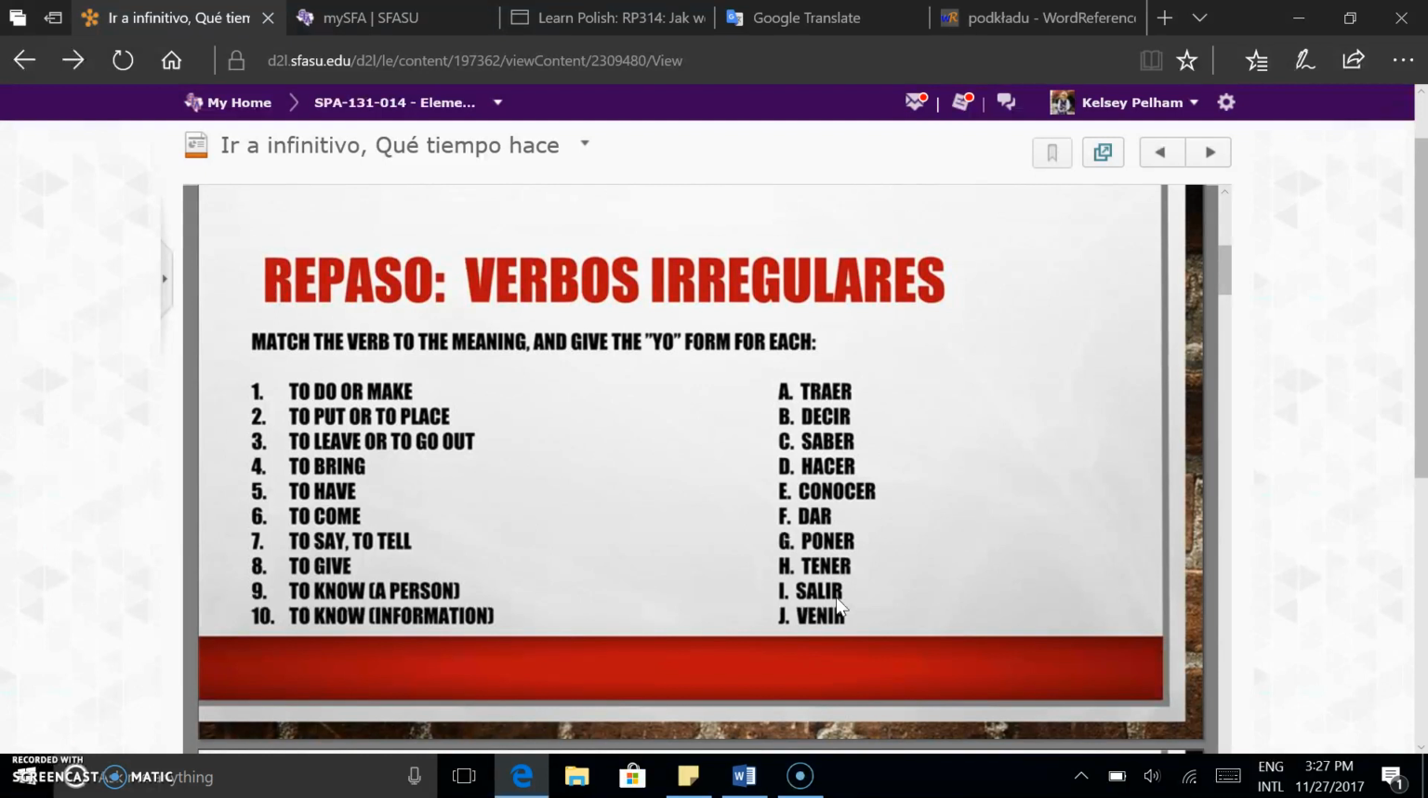We can also use the preposition para to say where we're going to. So if I'm going from Houston to New York, I would say salgo de Houston, but salgo para Nueva York. And to say who we're going out with, it's con. Salgo con mi esposo. Número 4, to bring. El verbo es letra A, traer. La forma de yo es traigo. Traigo mi mochila a clase.